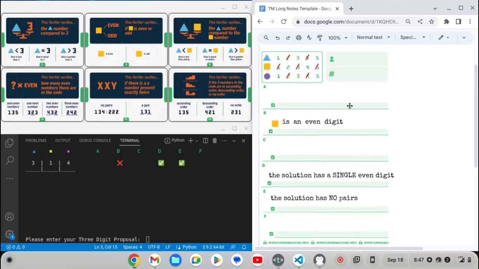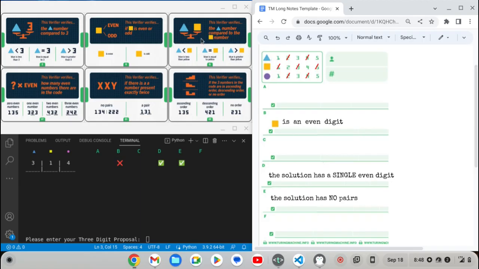So notice that we did not test criteria card A, comparing triangle to the number 3. Obviously, we now know it is odd. We also did not test comparing the first 2 digits of triangle and square. Again, now we know it's odd versus even. And of course, we did not test the ordering of the digits. So let's see.